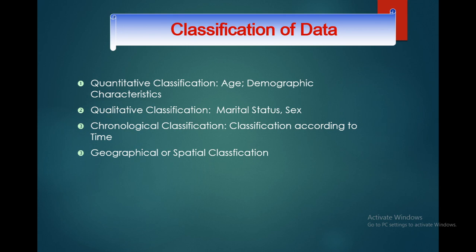While the geographical or spatial classification is the classification of data according to geographical positions. For example, the annual rainfall data for different provinces or different districts of Pakistan is an example of geographical classification.